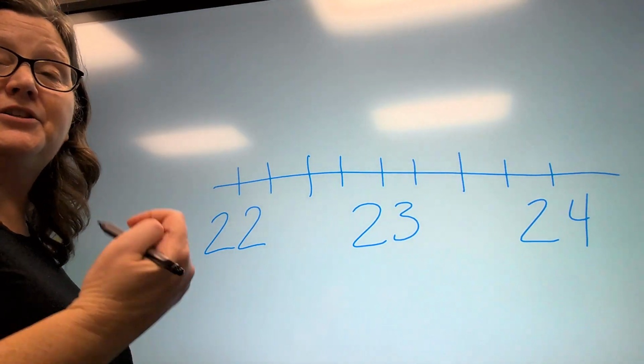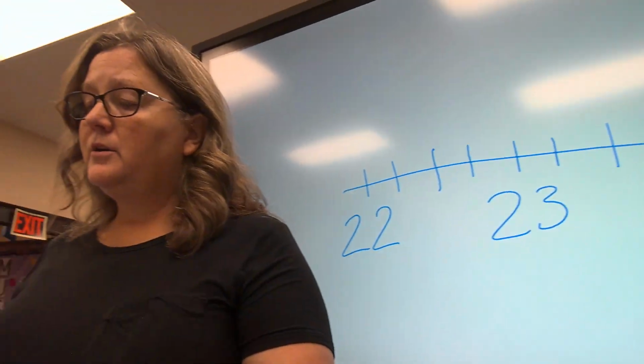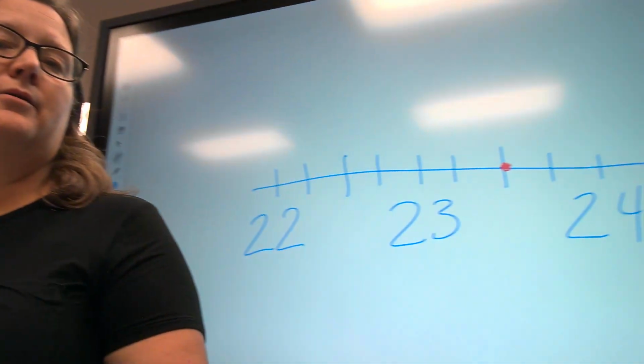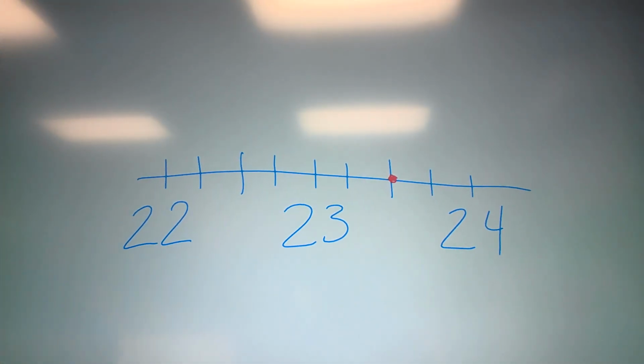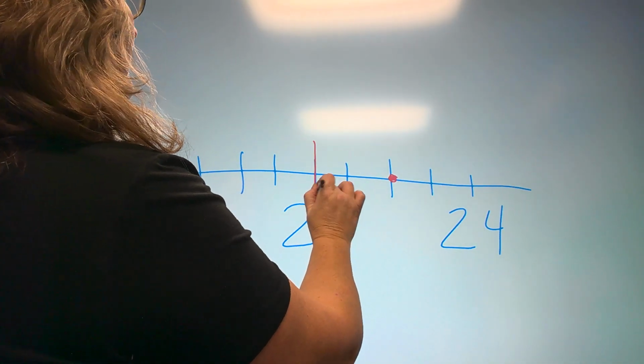All right, I'm going to turn the camera away. Raina, I want you to come up and show me on the board 23.5 on that number line. Do it in red. Just put a dot on it at 23.5. Thank you. You can sit down. Raina says that's 23 and a half. Is she right? Yes, she is. I should make these clearer.